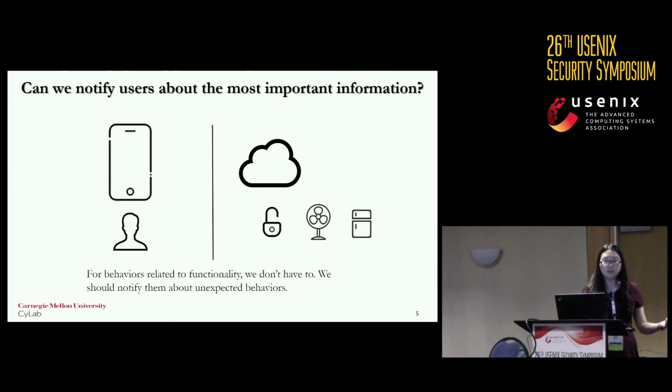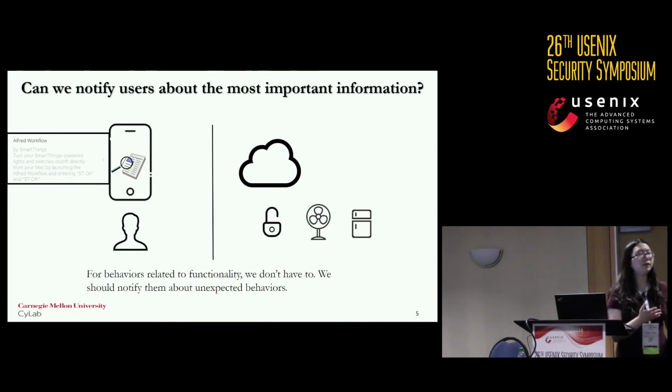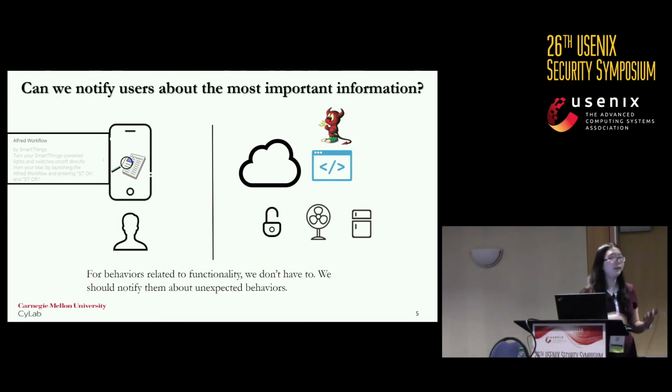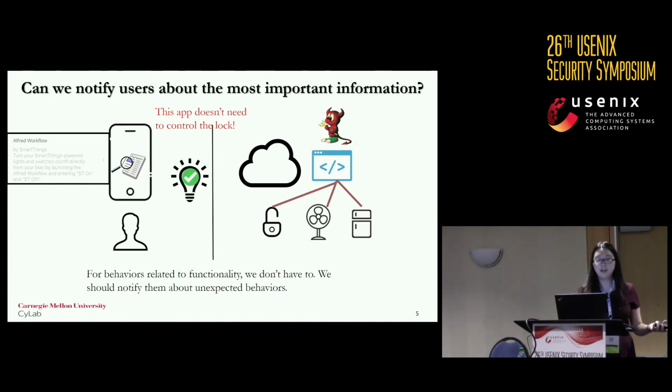So it would be great if we can have a good understanding of what users expect from the app, usually through the descriptions, and also understand what's really happening inside the app, what the app is really performing in the cloud, like to the devices. We can notify the user of lots of really important information. Like in this case, we can let the user know that the app doesn't really need to control the lock.